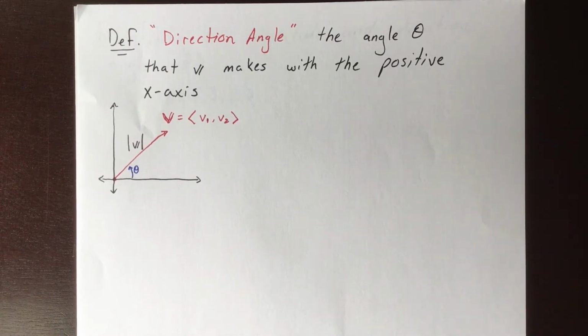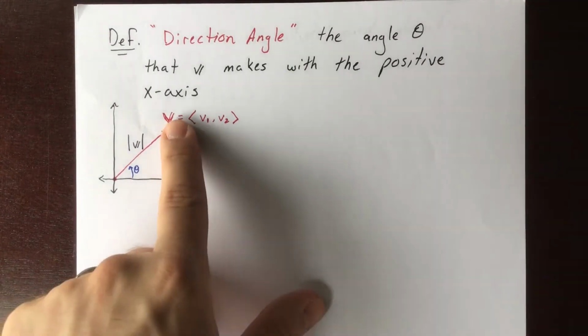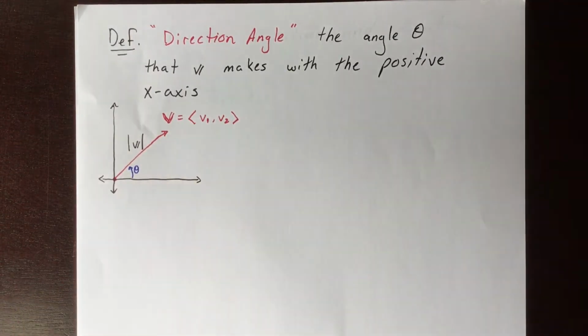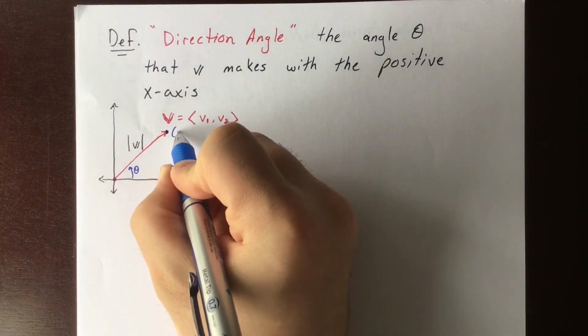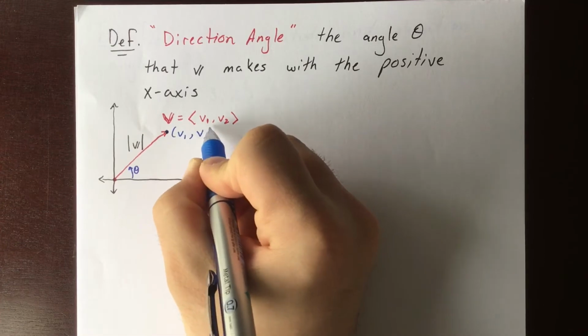So we have a vector <v1, v2>. That would tell us that this coordinate is (v1, v2).